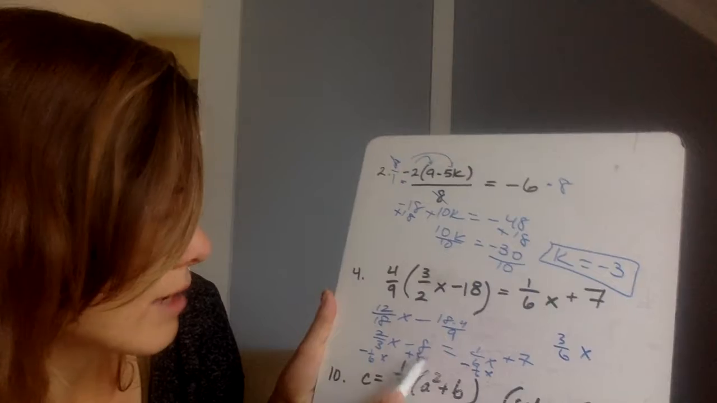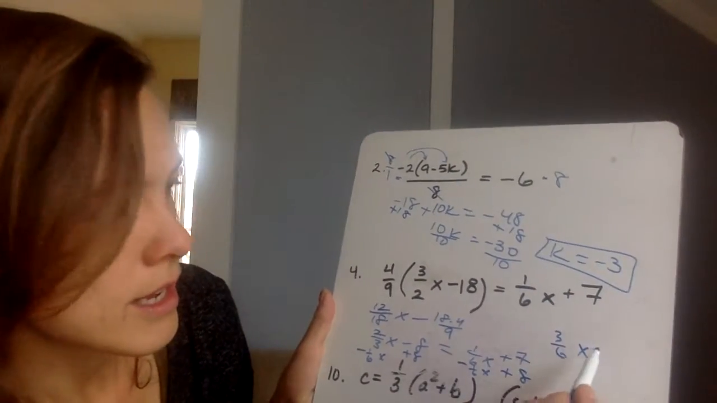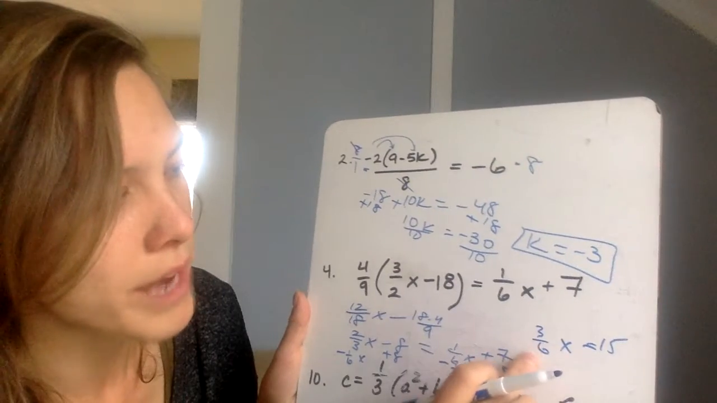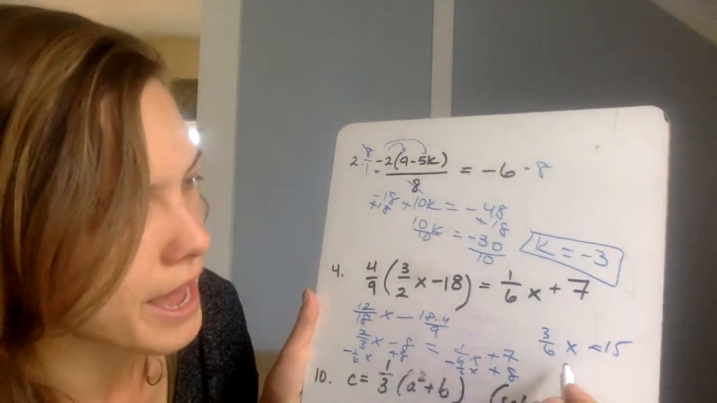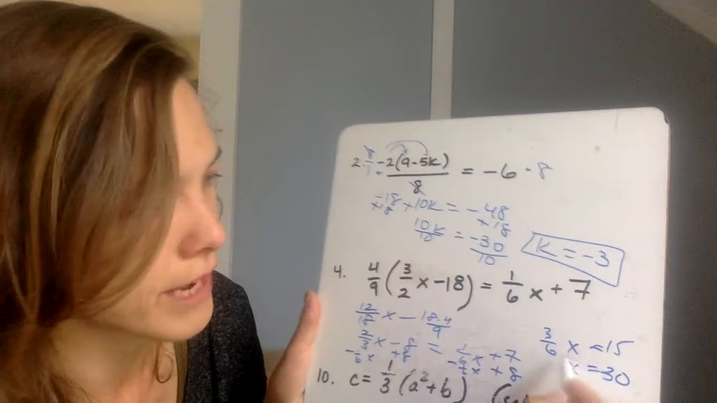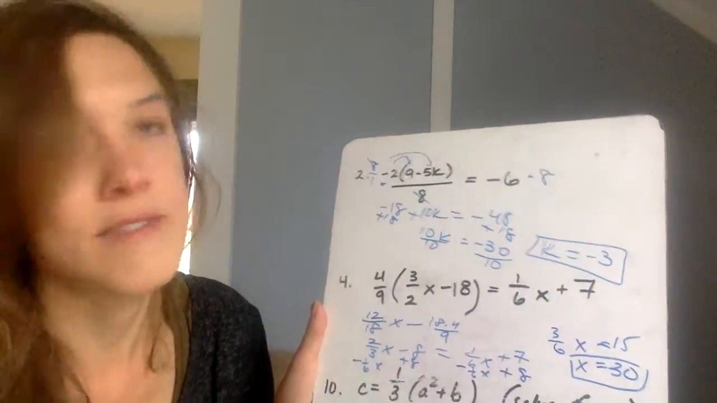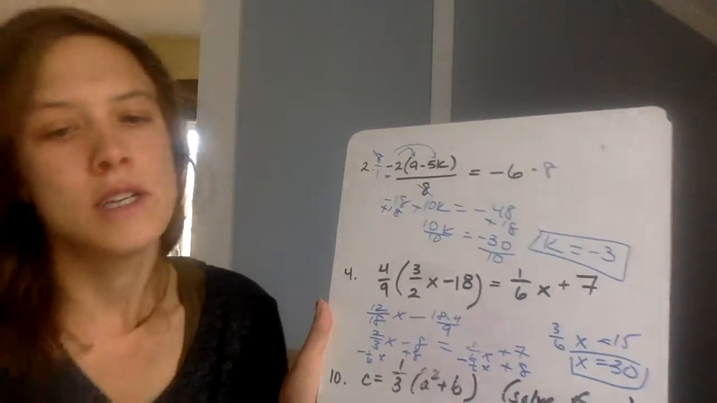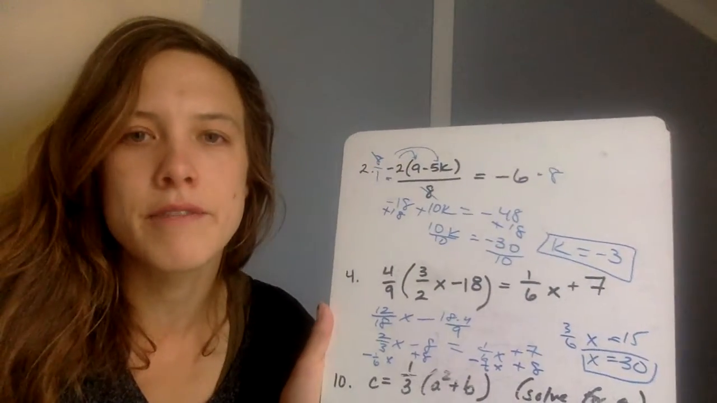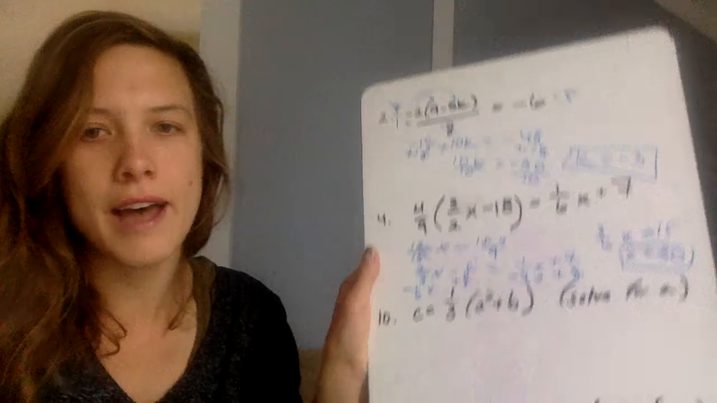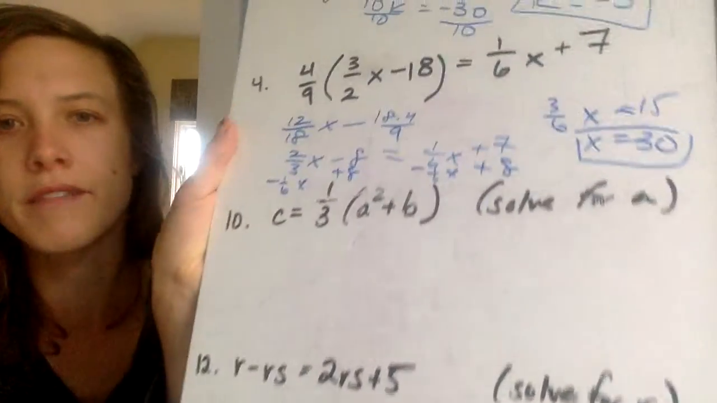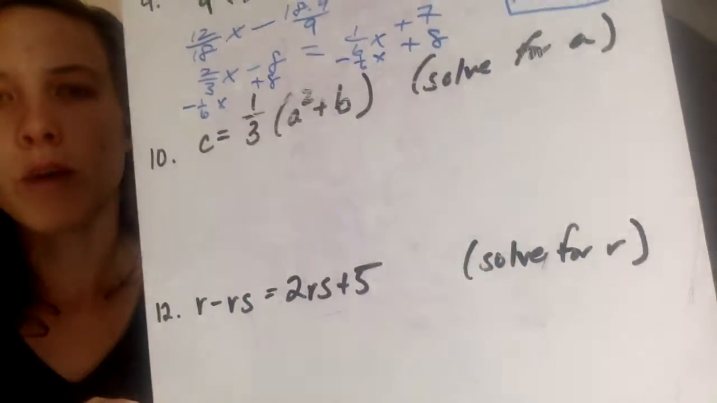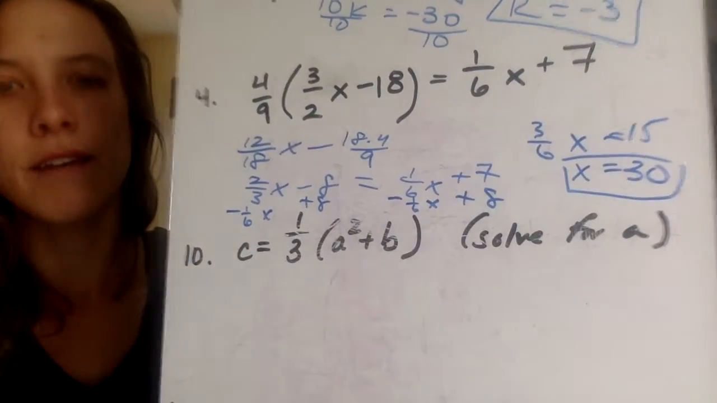Then I can add 8 to both sides, add 8 equals 15. 3/6 is really 1/2. When I divide 15 by 1/2, I get x equals 30, because dividing by 1/2 is the same as multiplying by 2. So those are our examples of linear equations. 10 and 12 are examples of literal equations. So for these ones in 10 and 12, we're solving for a specific variable.